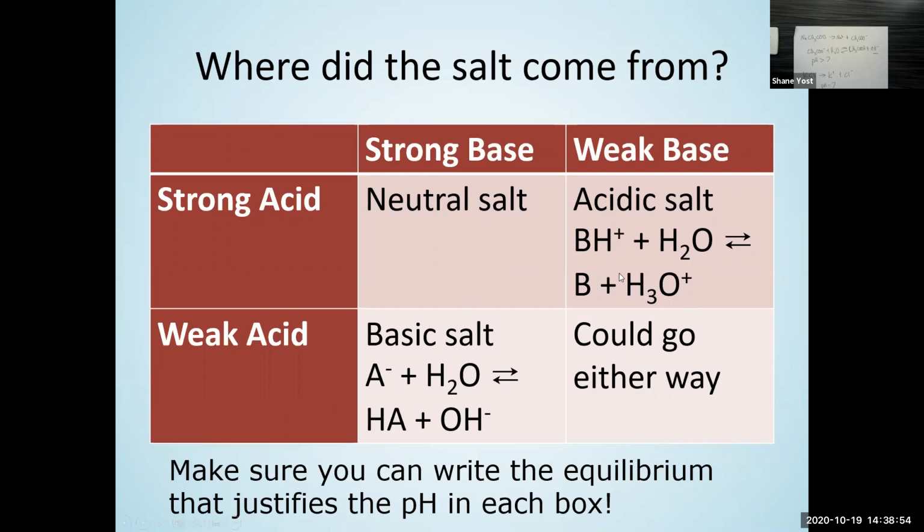Now, we can tell whether it's going to increase or decrease if only one of those ions is a weak acid or a weak base. But if both of these equilibria are occurring, the BH plus equilibria and the A minus equilibria, which is what's going on in the bottom right box, then we don't exactly know how the pH will change, because we need to know which is the stronger acid versus the stronger base. We would need more information to calculate that, which we won't do in this class.